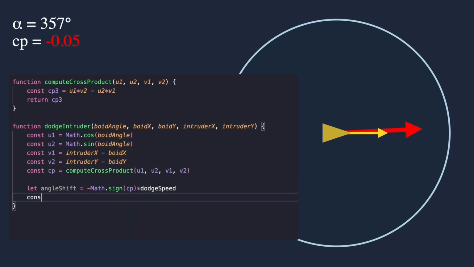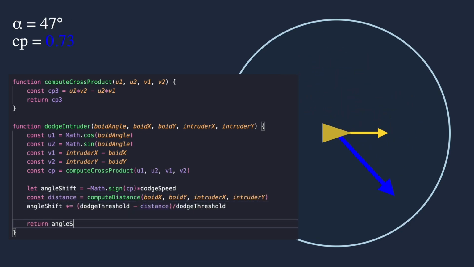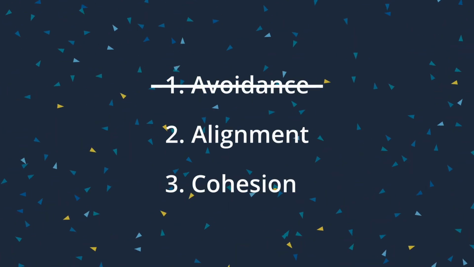The shift will be proportional to the distance, so that the closer a neighbor is, the steeper the angle will be. And now, my triangles try to dodge each other. I can now focus on the next 2 rules, which are way easier to implement.